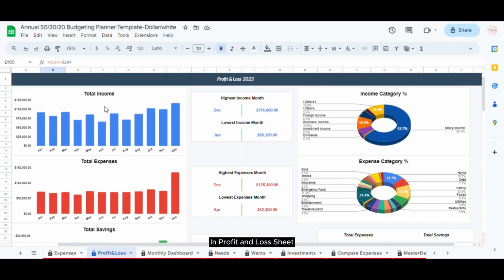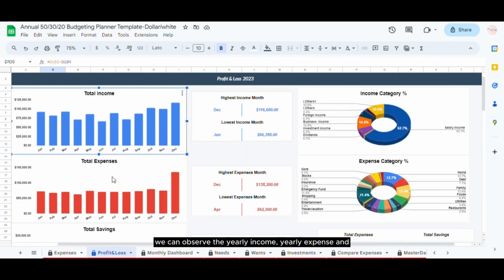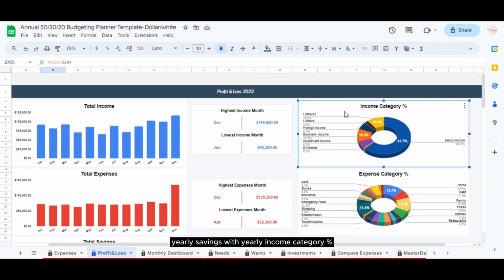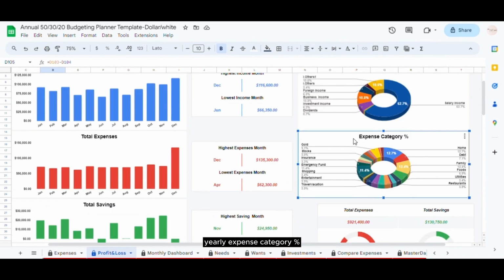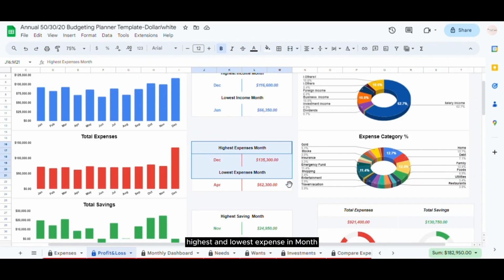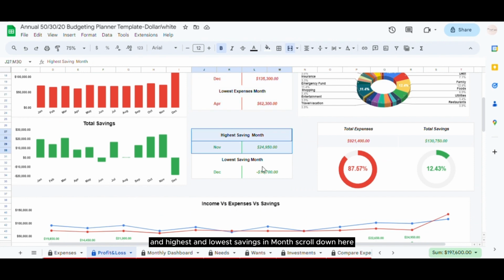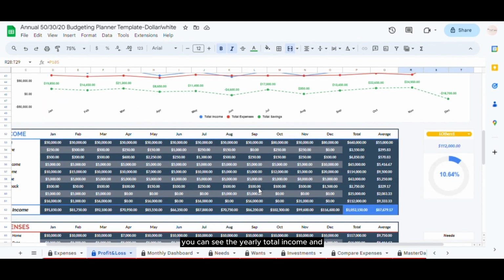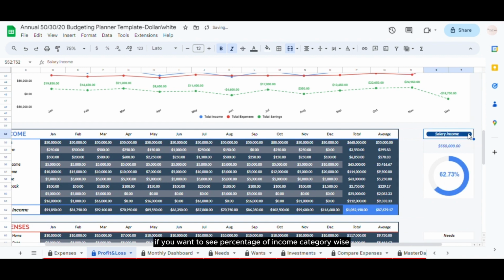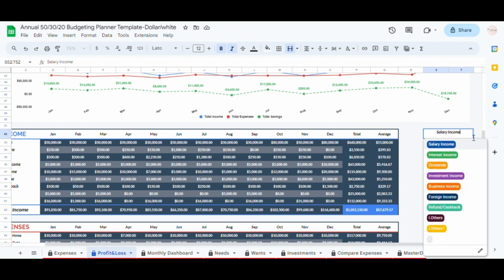In profit and loss sheet, we can observe the yearly income, yearly expense, and yearly savings with yearly income category percentage, yearly expense category percentage. Here you can also observe highest and lowest income in a month, highest and lowest expense in a month, and highest and lowest savings in a month. Now scroll down, here you can see the yearly total income and average total income category wise. If you want to see percentage of income category wise, you can set the drop down and select the category.